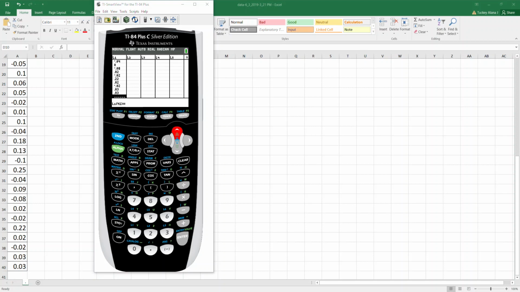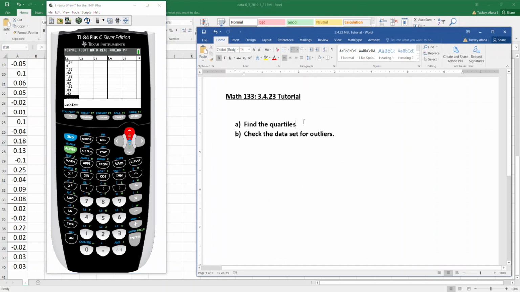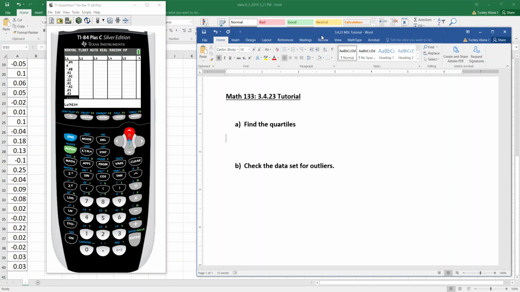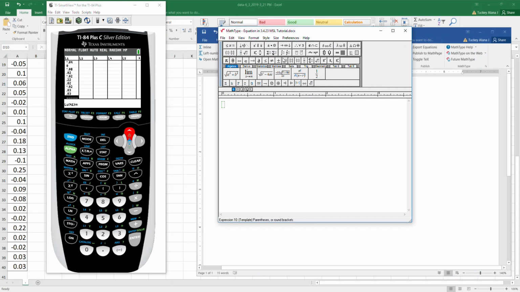So now they want us to find the quartiles. That's the first part. So we're looking for Q1, Q2, and Q3. Well, Q1 is the first quartile. That would be equal to the 25th percentile, in case you want to know. I'll write it this way: P25. It's the 25th percentile.